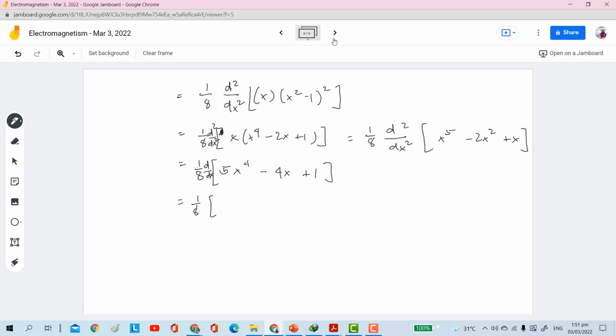And then lastly, you have 1 over 8 and then here 20x cubed minus 12x. Okay. So 1 over 8 multiplied by 20x cubed minus 4. So this is equal to, you can factor out 4. So you have 1 half, since it is 4 over 8, and then inside you have 5x cubed minus 1. Okay.